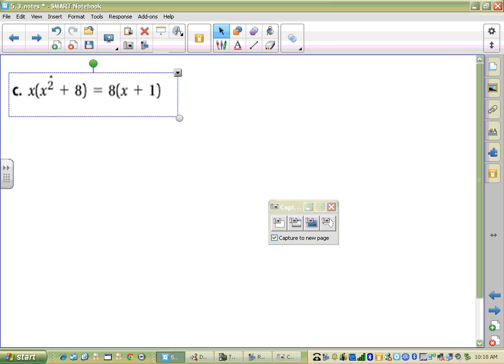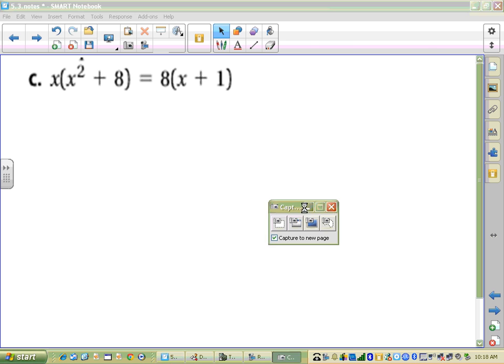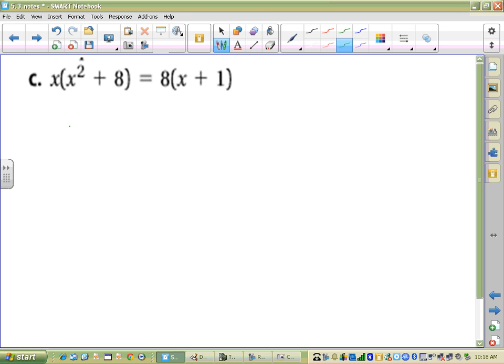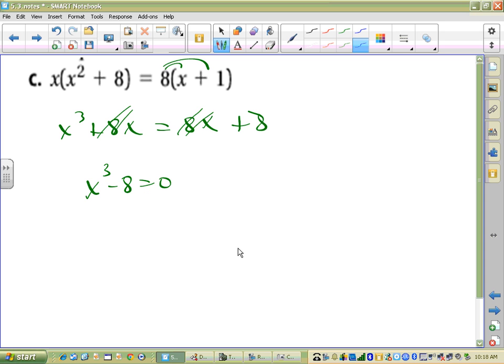Sorry that was so loud. Number C here, let's take a look at this one. We get x cubed plus 8x equals 8x plus 8. I can distribute. Okay, so the 8x's cancel. So we get x cubed minus 8 equals 0. Oh, that's a difference of cubes. Binomial, minus because it's minus, trinomial, plus, equals 0.